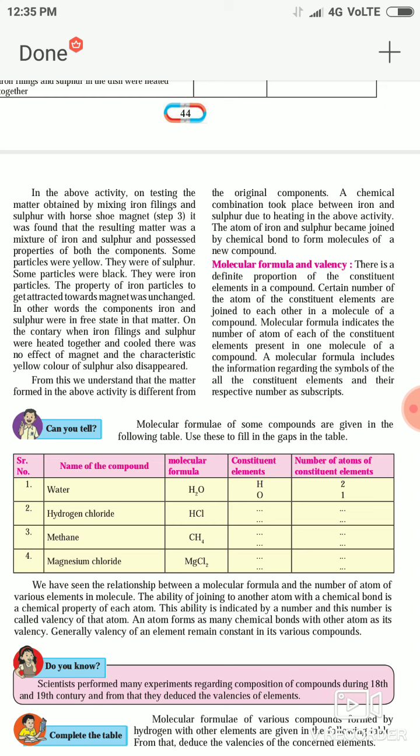If valency is 1, it will take 1 atom. If the valency is 2, it will take 2 atoms. That means it is the capacity to accept or donate electrons. Generally, the valency of an element remains constant in its various compounds. If valency is fulfilled, then the compound becomes stable, otherwise it will not be stable.